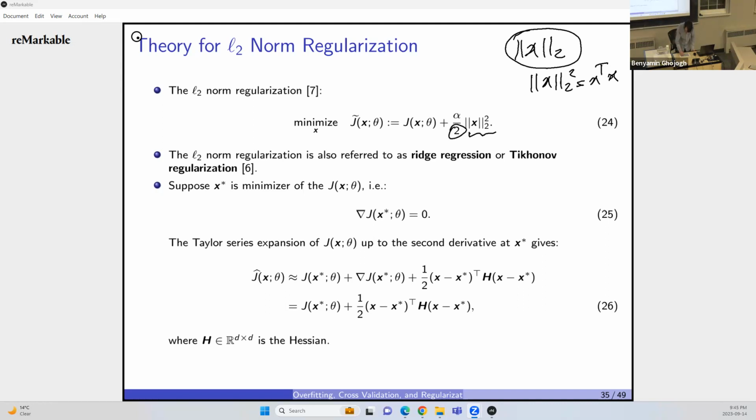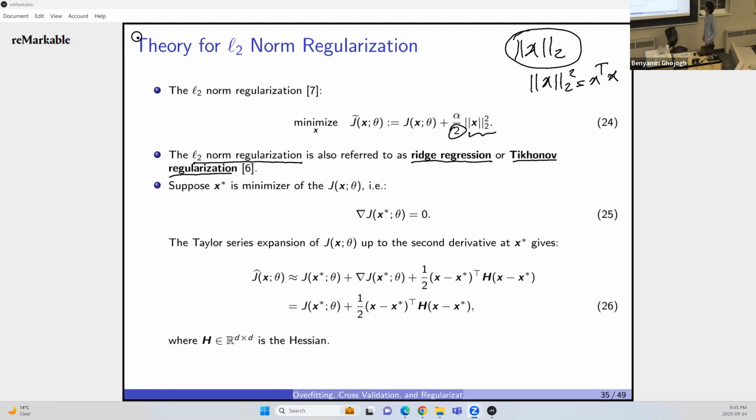Why do I put division by 2 here? It's optional. Because I know that I eventually want to take derivative. It's optimization. And I know that the derivative of squared L2 norm is 2x. I want to get rid of that 2 by dividing by 2. Right? This L2 norm regularization is also referred to as ridge regression or Tikhonov regularization. Of course, Tikhonov must be a Russian mathematician. Russia has a lot of good mathematicians.